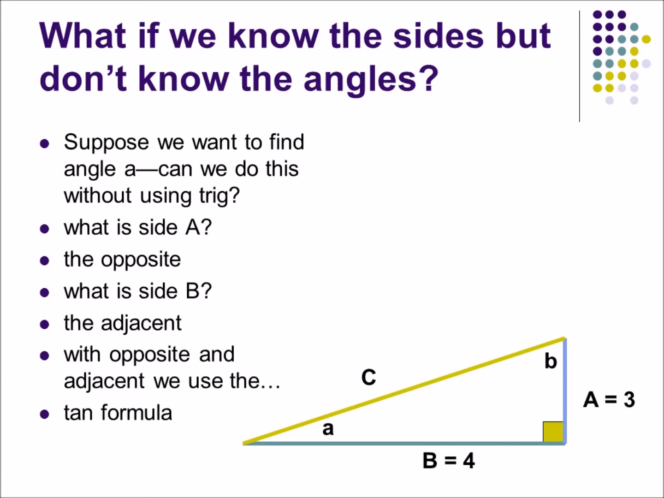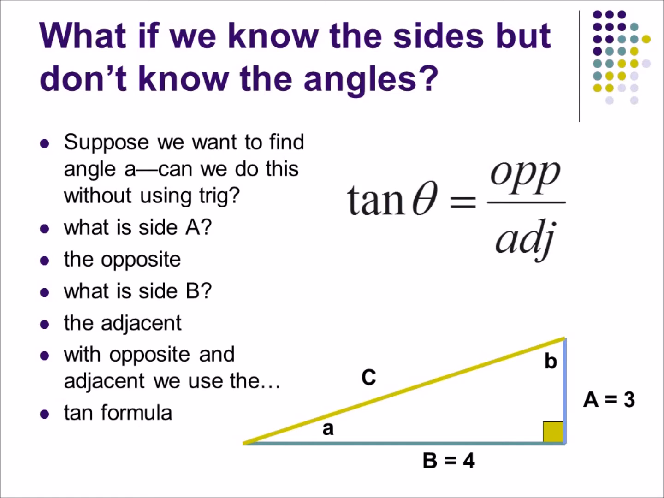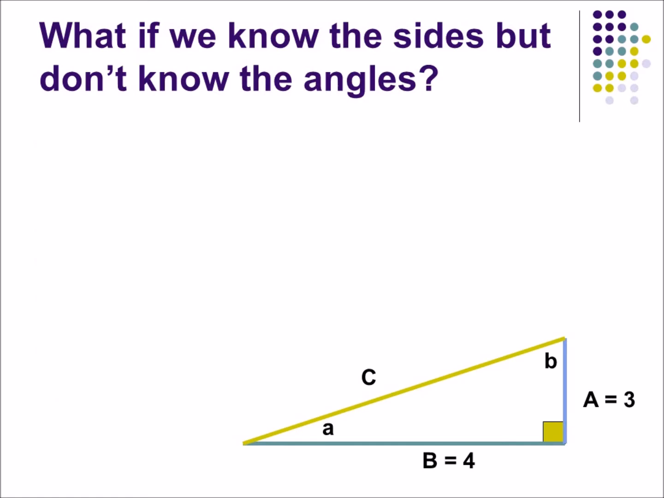Even though we don't know what angle A is, we know that the tangent of A is equal to the opposite over the adjacent, which is the same thing as 3 over 4. Opposite is 3, the adjacent is 4. So the tangent of A is 3/4 or 0.75. All right, so that says that whatever angle A is, its tangent is equal to 3/4, but that doesn't tell me what the angle A is itself.